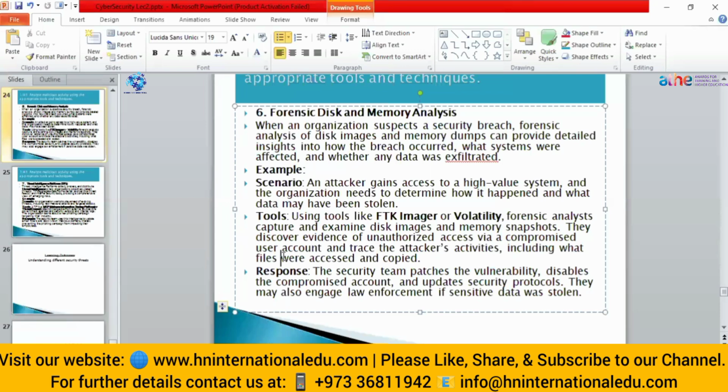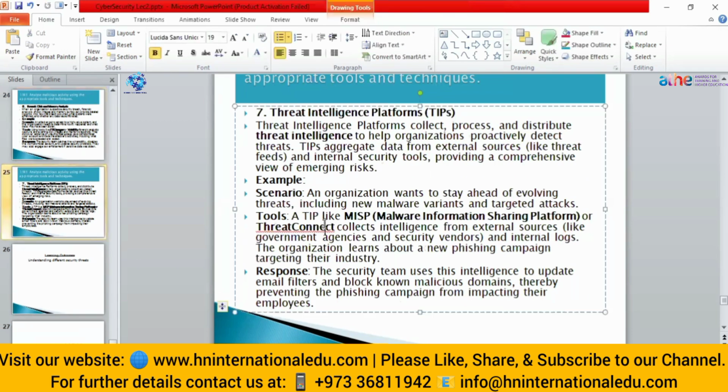You discover evidence of the unauthorized access. Now the attack has already happened, but you want to know the reason why and how that happened so that in future such a thing will not happen. You will prevent such a thing from happening. For that purpose, you do the forensic disk analysis and you provide the response: your security team may patch the vulnerability, they will disable the compromised account, so they will take different security measures against such kinds of attacks.